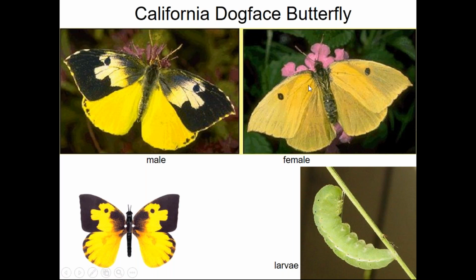The female looks a little different. She's just plain. She doesn't have the dog face. And a lot of this family, it's called Pieridae, the whites and the sulfurs, feed on mustard. So wherever there's mustard, both native and non-native, you might find sulfurs, and you might find the dog face. So watch for it.